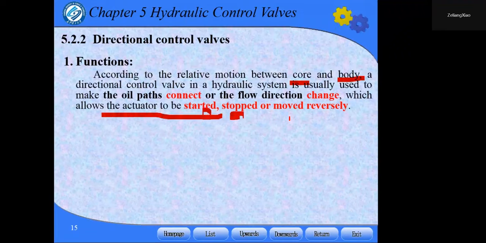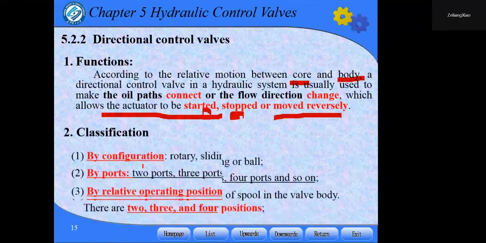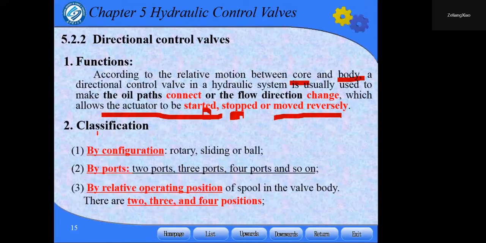Started, stopped, and moved reversely. Classification. We can classify them by configuration, by the number of the ports, such as 2 ports, 3 ports, 4 ports, and so on. By the relative operating position of the spool in the valve body, there are 2, 3, and 4 positions.